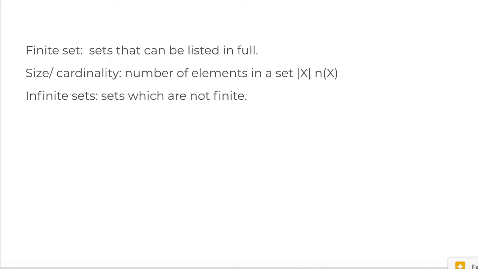So that is like all numbers that are non-positive and all non-negative. A set can be finite or infinite. Finite sets are those sets that can be listed in full, like you can write those elements down. The number of elements in a set is called the size of the set or the cardinality of the set, and it can be defined in these two ways. Infinite sets are the ones which are not finite, that they cannot be listed down.